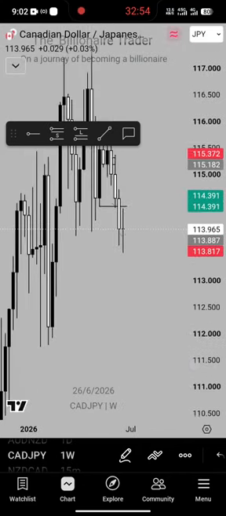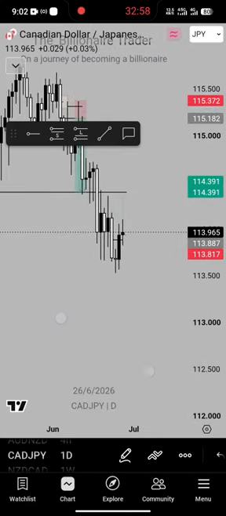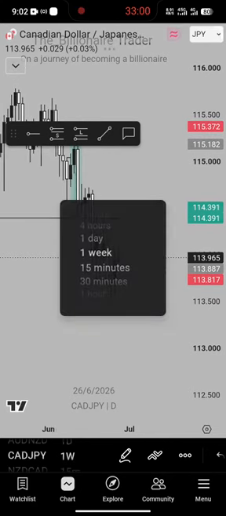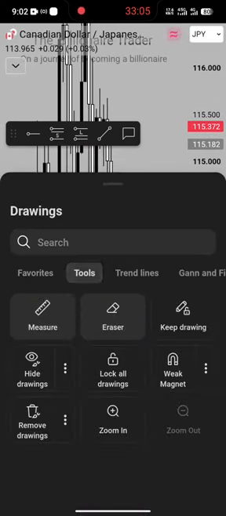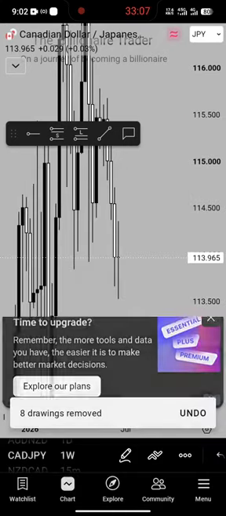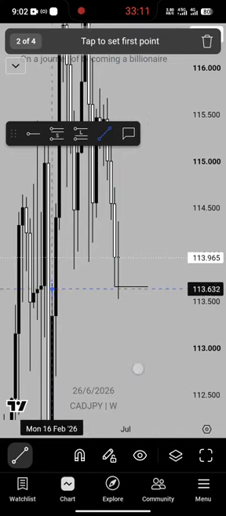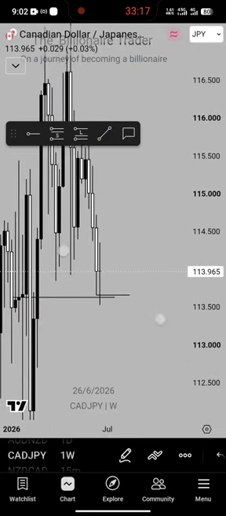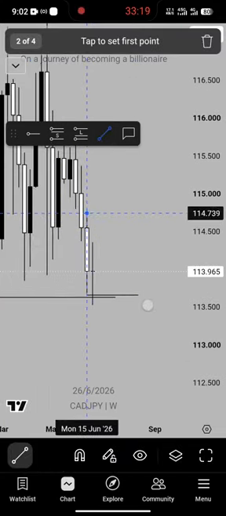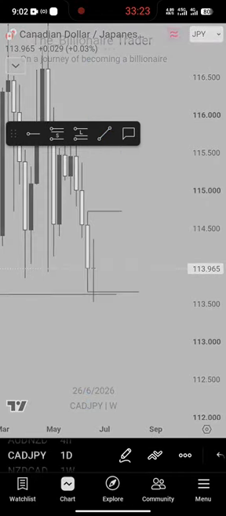Okay, CAD JPY. Do we have a confirmation on the daily? On CAD JPY, we already swept this low and rejected from OCL key level. So our first target is actually the high of this candle. Let's go to the daily.